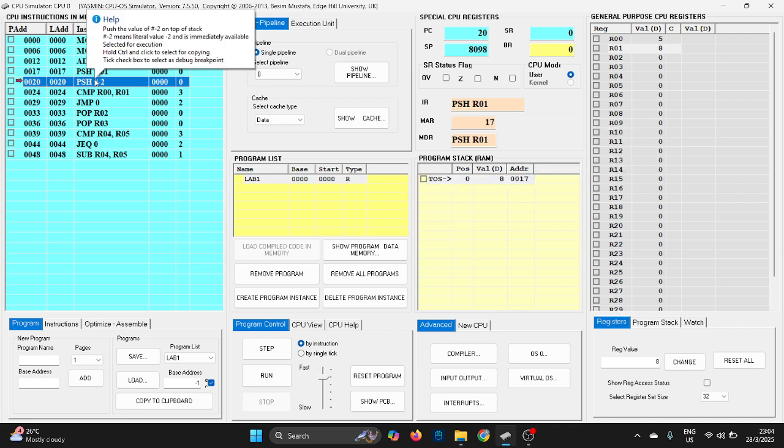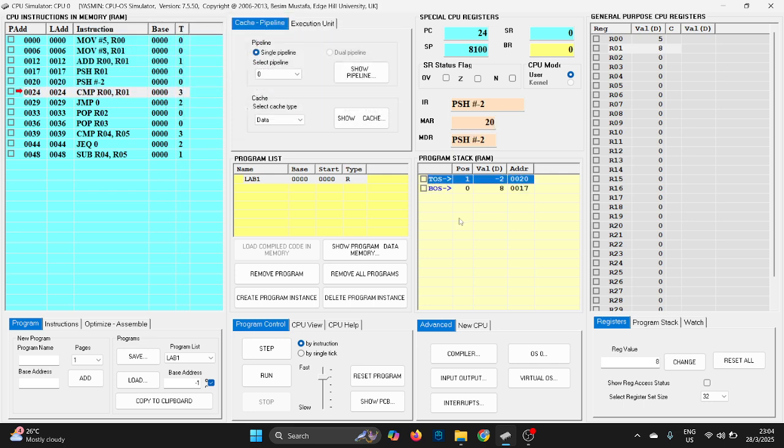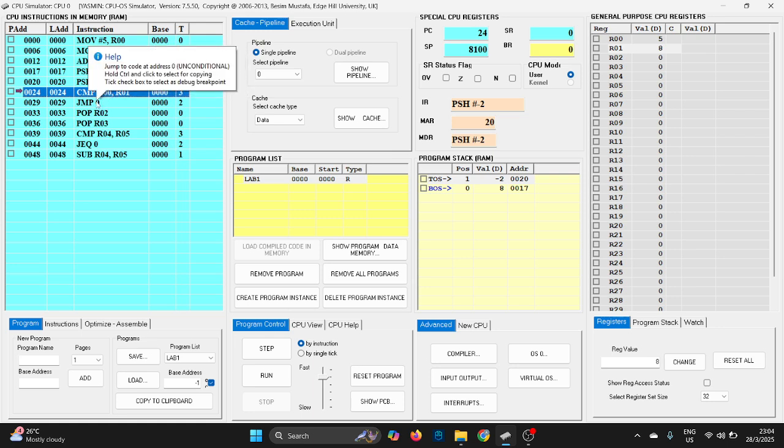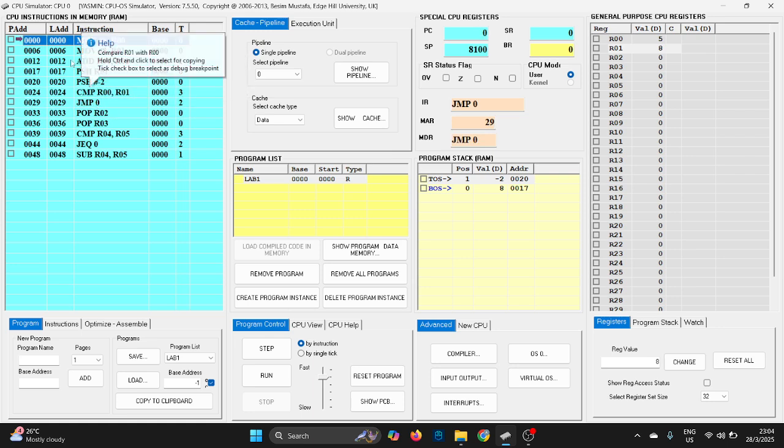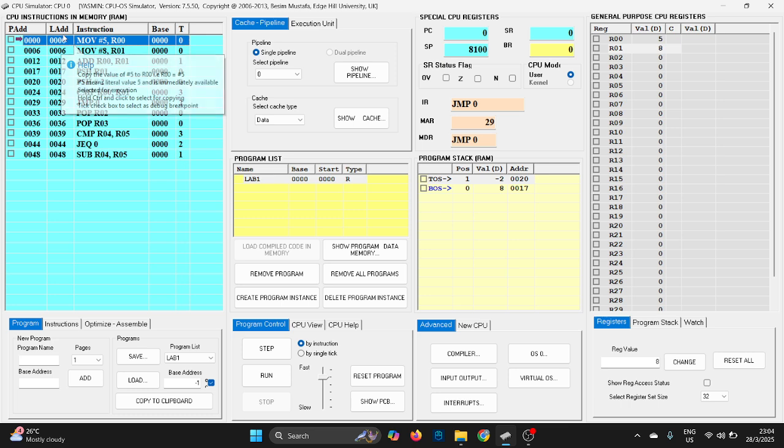And next, I push the -2 value. The program stack increases to the next address at 0020. So next, I jump at 0. The instruction changes to the 0000 address.